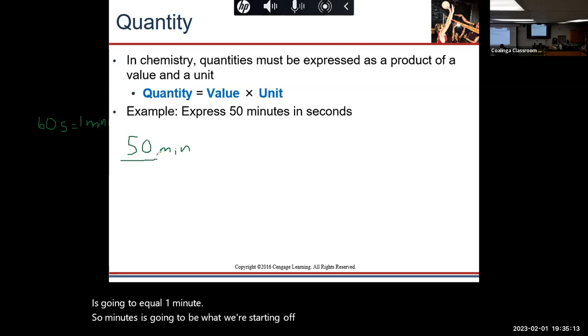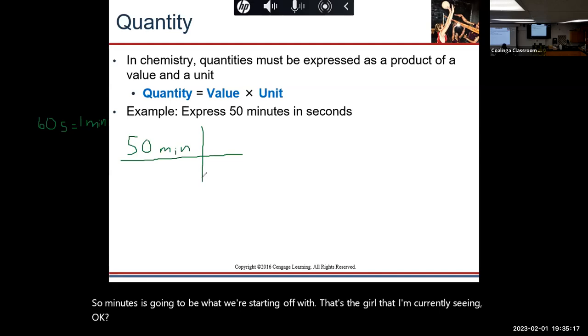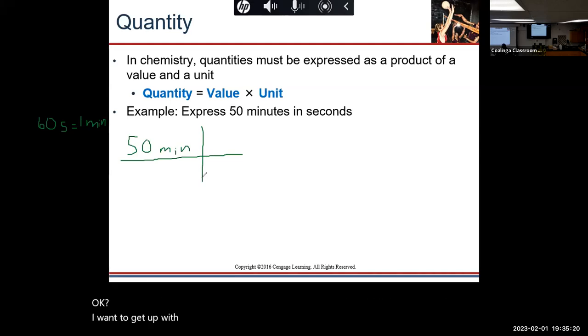That's the girl that I'm currently seeing. Okay, now I want to get up with seconds. Seconds is hotter, she's richer. You know, so in that case, I'm going to make seconds a priority.